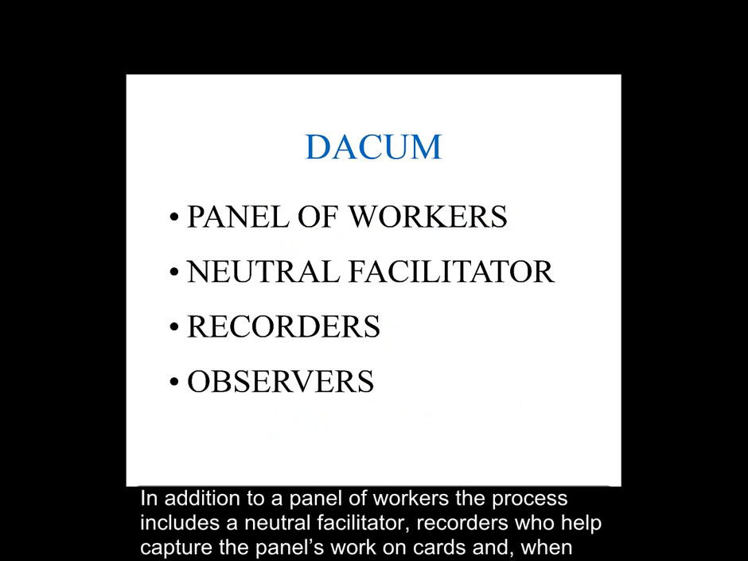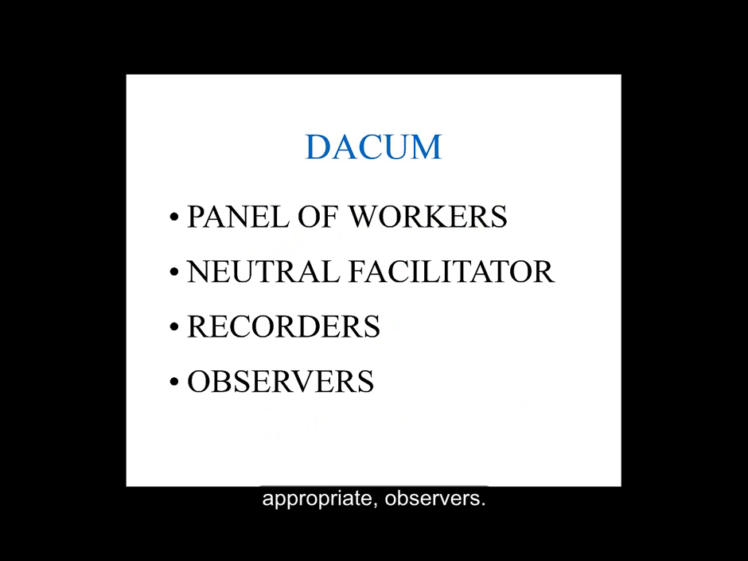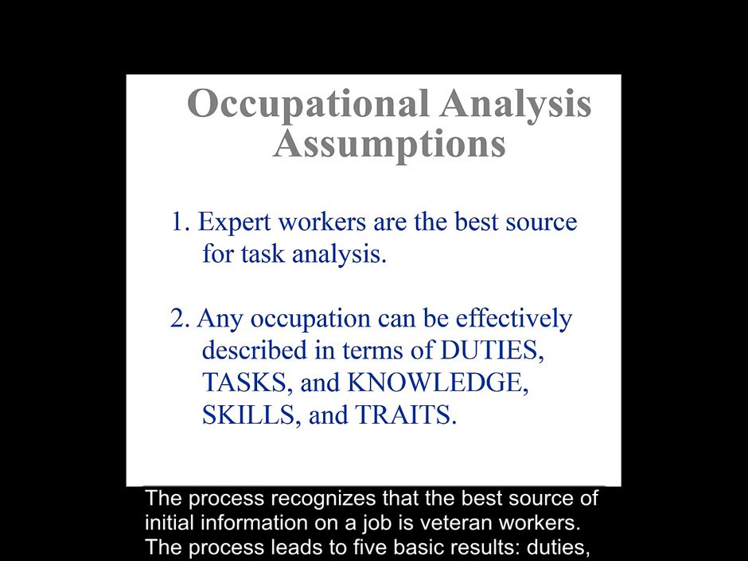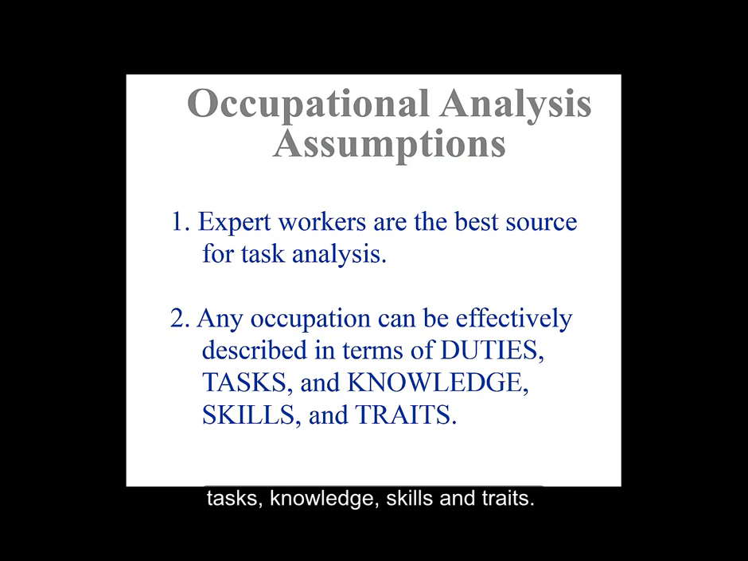In addition to a panel of workers, the process includes a neutral facilitator, recorders who help capture the panel's work on cards, and, when appropriate, observers. The process recognizes that the best source of initial information on a job is veteran workers. The process leads to 5 basic results: duties, tasks, knowledge, skills, and traits.